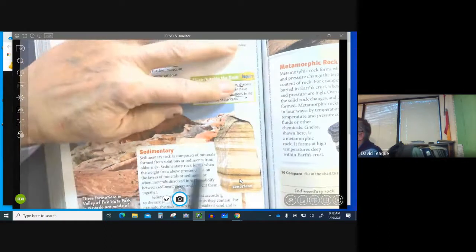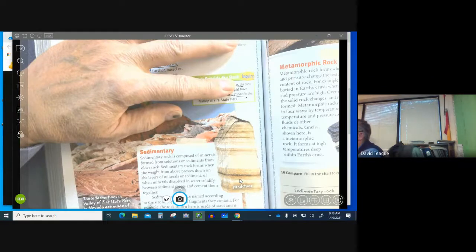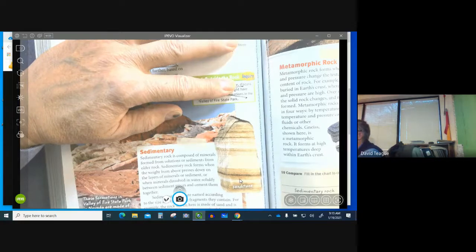Sedimentary rock is composed of minerals formed from solutions or sediments from older rock. Sedimentary rock forms when the weight from above presses down on the layers of minerals or sediment, or when minerals dissolved into water solidify between sediment pieces and cement them together. Sedimentary rocks are named according to their size and type of fragments they contain. For example, the rock shown here is made up of sand and is called sandstone. Rock made primarily of the mineral calcite, calcium carbonate, is called limestone.